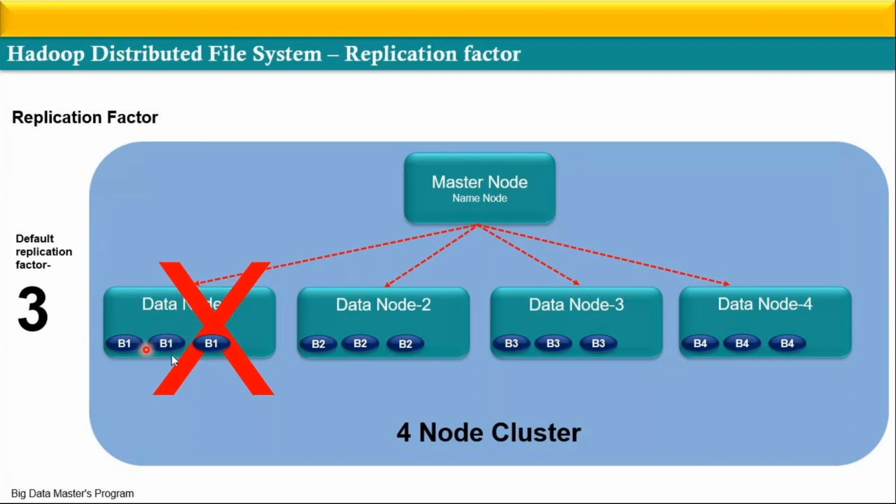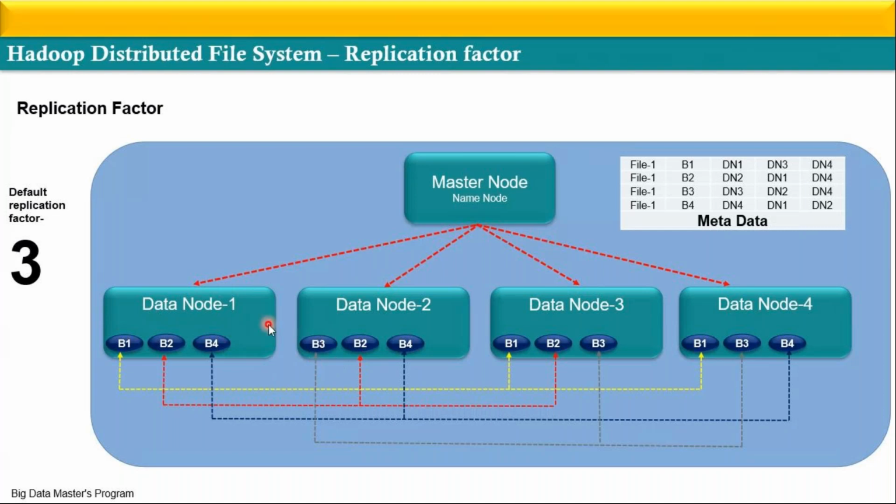So there is no sense in having the replicas on one node. The correct approach is this: say data node 1 is having the replicas block 1, block 2, block 4. You just check it, and it can be a different variation, a different combination, like block 1, block 2, block 3 over here.